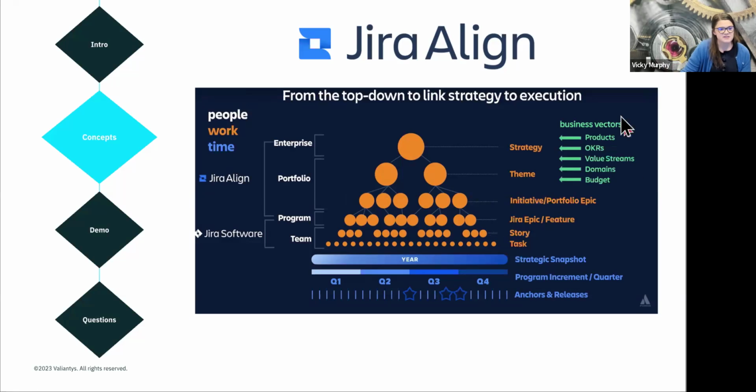And then we have these business vectors that really plug into each of these layers, the concepts of products or OKRs and some high-level budgeting that we can do at the various layers of scale. One concept to point out over here on the far left that you'll notice is that we have both Jira Software and Jira Align listed here. Jira Align is intended to layer on top of or sync with at least one team tool. Typically, this will be at least one instance of Jira Software.